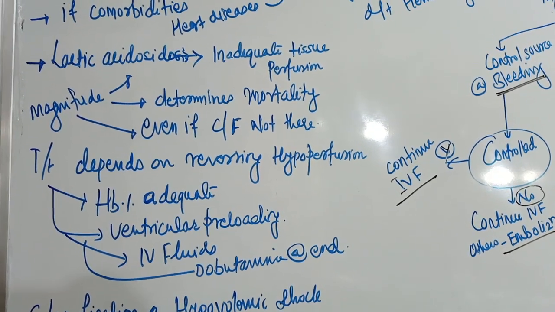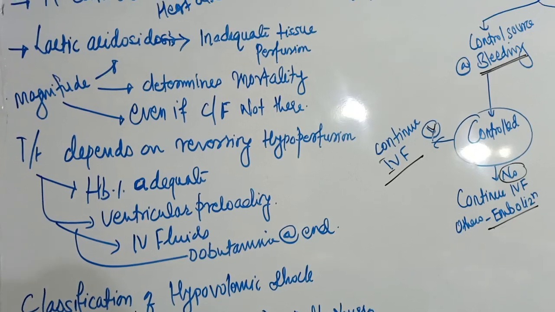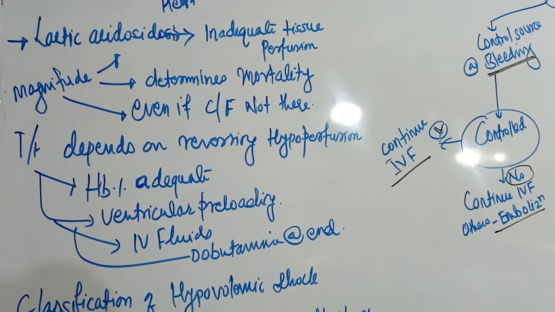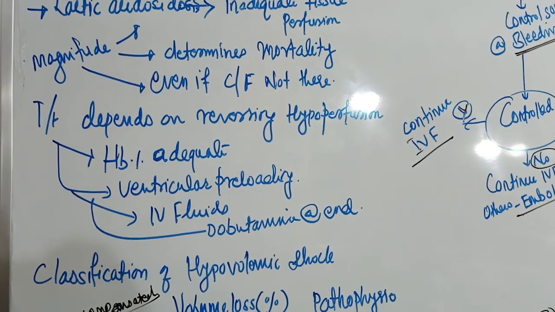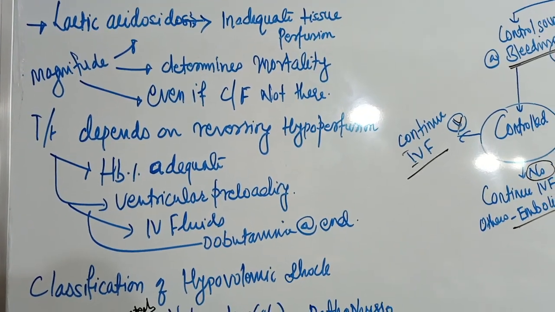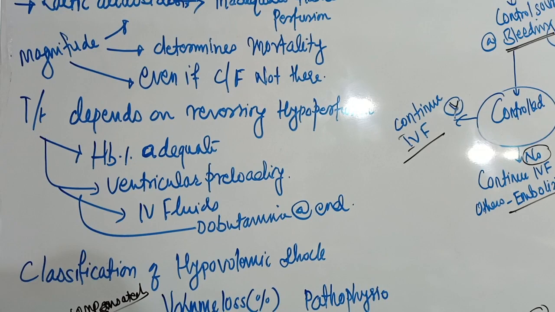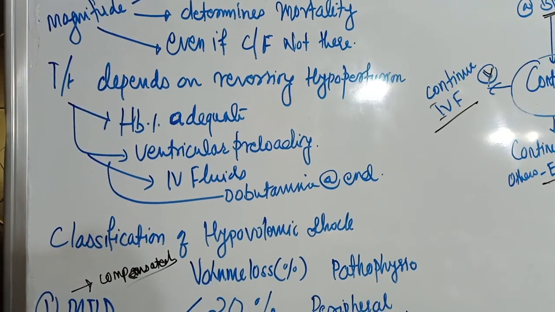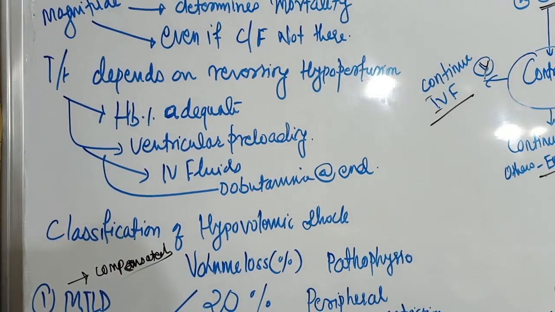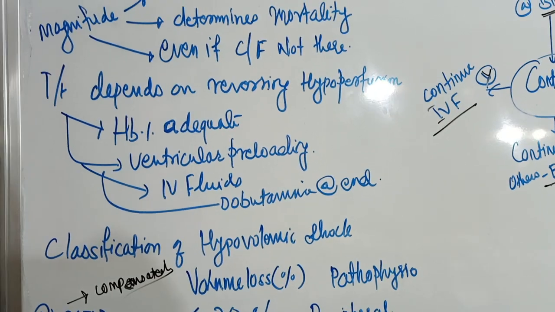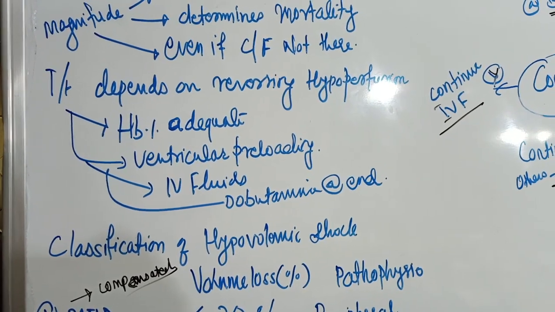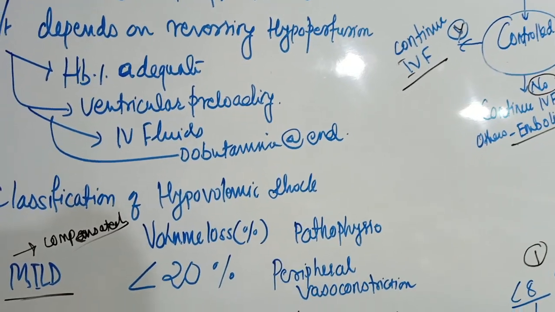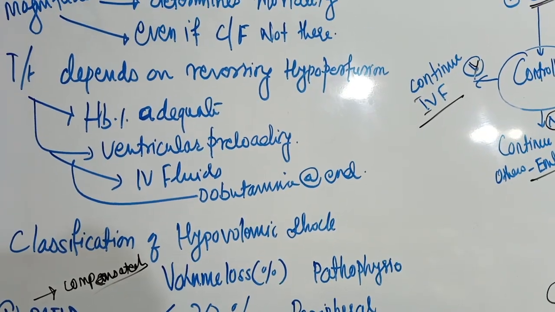So, during treatment of hypovolemic shock, it depends upon reversing the hypoperfusion. There are a few principles of treating hypovolemic shock: reversing the hypoperfusion, maintaining adequate HB level so that tissue oxygen is adequate, maintaining the ventricular preloading with IV fluids, and ultimately vasoconstrictors or inotropes like dobutamine.